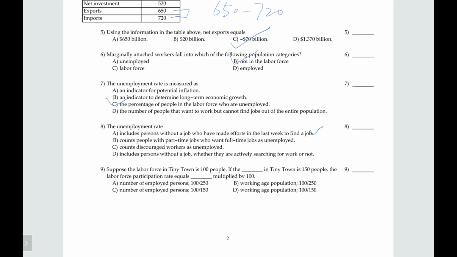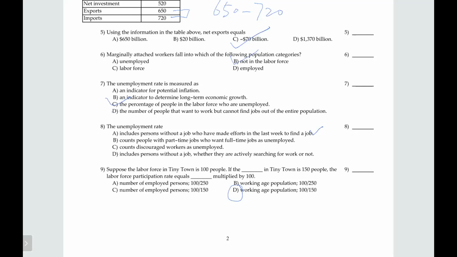Question 9. Suppose the labor force in tiny town is 100 people. If, so now there are 2 blank fields. If the number is 150, and then the labor force participation rate equals what, right? Okay, so the answer is D.